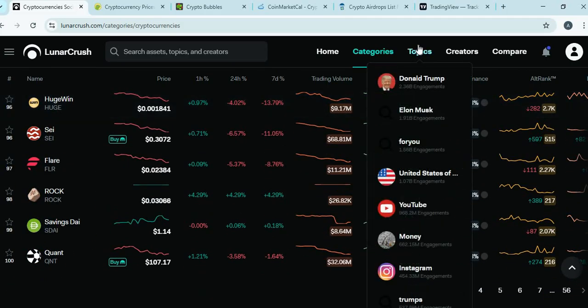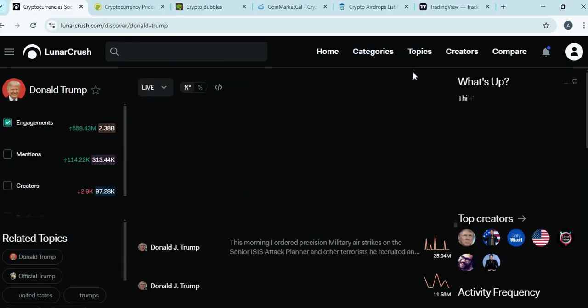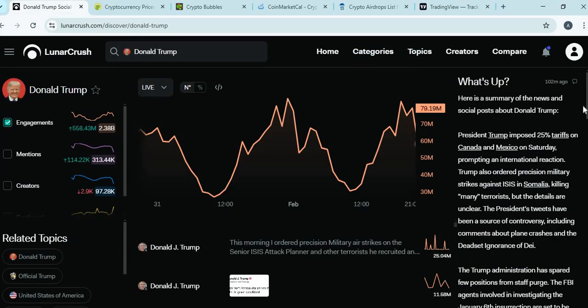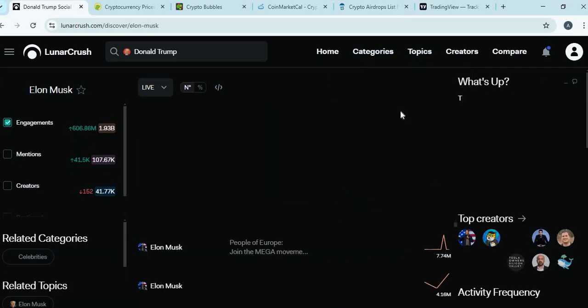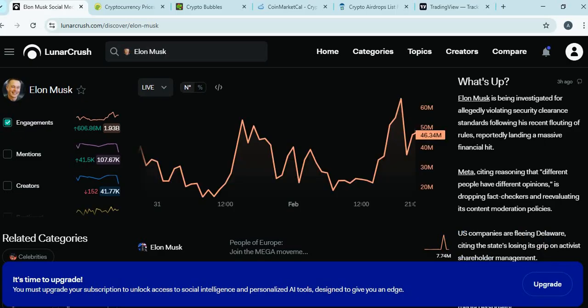So let's go to topics. For example, let's click on Donald Trump. These are the news. If you want a place where you can get aggregate information about a particular topic or how a particular person is influencing the crypto market, this is where you come to. For example, if I want to know how Elon Musk is influencing the market, this is where I come to. So you can play around this place and get the best out of it.